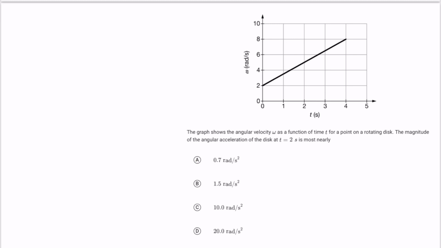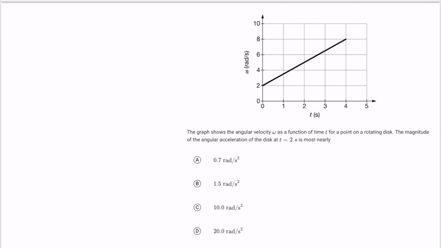For this one, we have a graph that plots angular velocity over time, and it shows us that graph from 0 to 4 seconds. The question says, the graph shows the angular velocity as a function of time for a point on a rotating disk. The magnitude of the angular acceleration of the disk at t equals 2 is most nearly what?